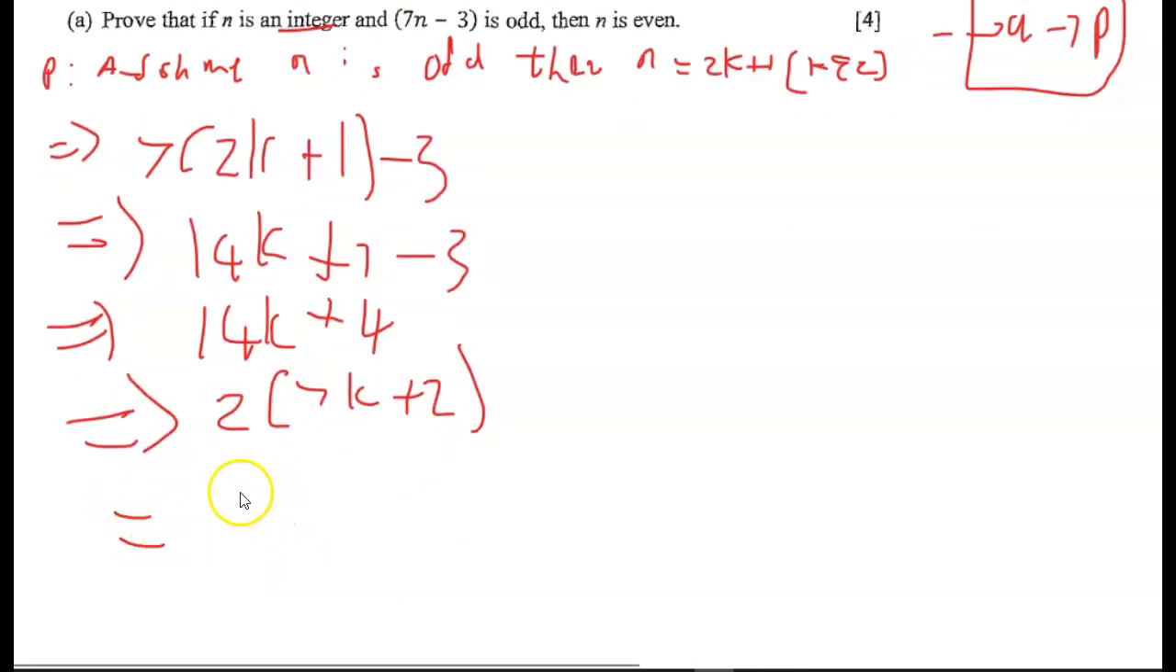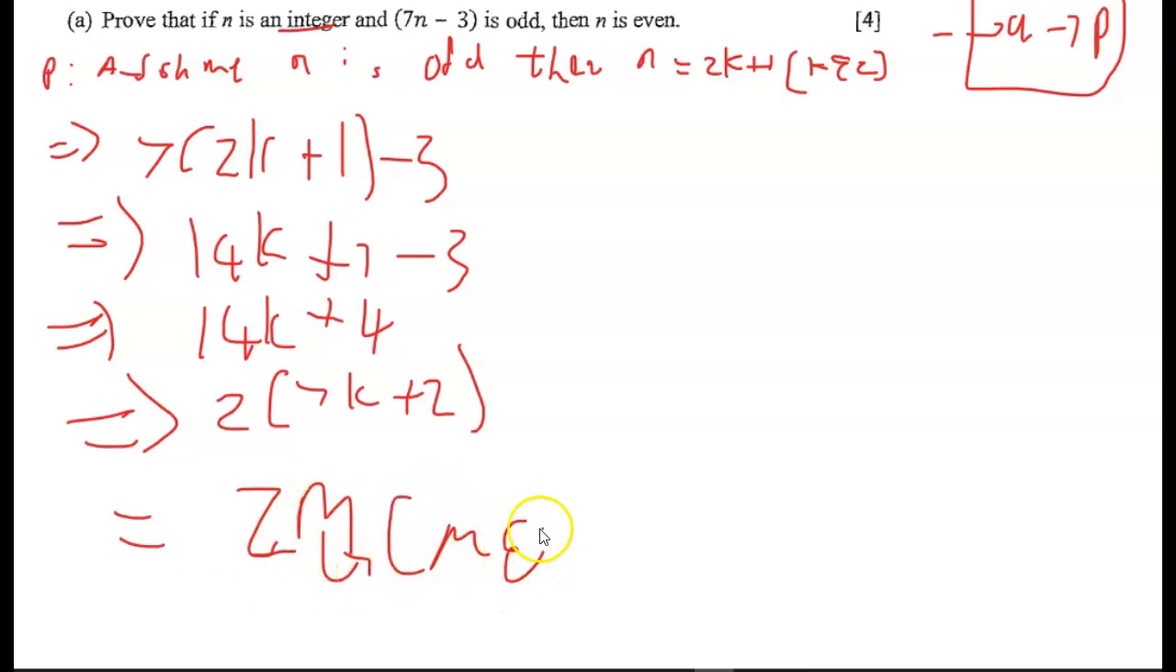Now, when you come to this step, you want to represent the brackets as any symbol, so I'm going to use m. So 2m. Every time you introduce a symbol, you have to say m is an element of Z. I'm using short form, but you can say where m is an element of the integers. Also, you have to write m equals 7k plus 2, because this 2m is this, and then you write m is an element of the integers.